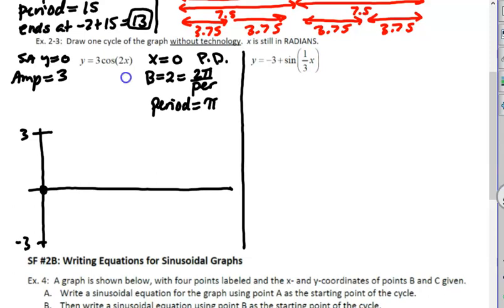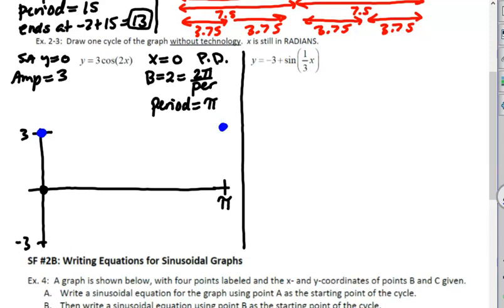Its starting point of the cycle is 0, and the ending point is at pi. And when I say the ending point of the cycle, it doesn't mean the cycle has a point there. I should have just said the cycle's ending x value is pi. Because this is a cosine cycle, and a cosine cycle does not start and end on the sinusoidal axis. A cosine function starts high and ends high. So the first point would be at 0, 3. This last point would be at pi, 3.